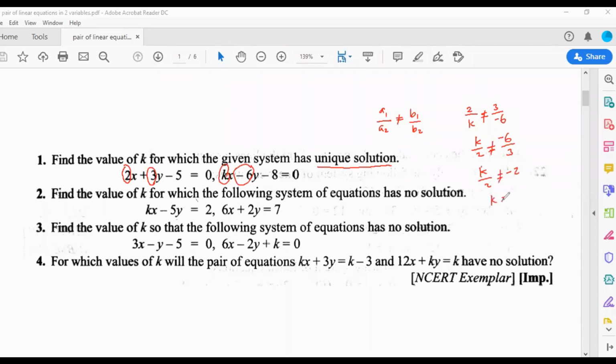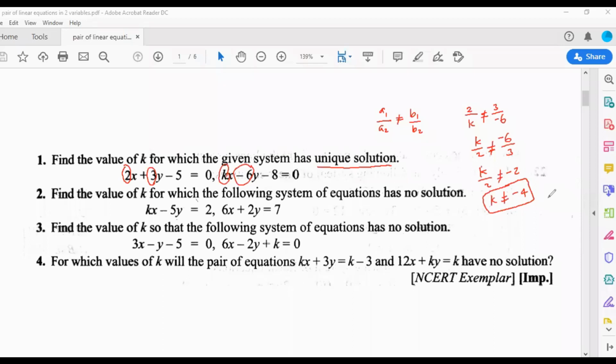So k is not equal to 2 into minus 2, that is minus 4. So for this pair of equations to be consistent, k cannot be minus 4. So k can be any other real number except minus 4. For the pair of linear equations to have a unique solution, the possible value of k is all real numbers except minus 4.